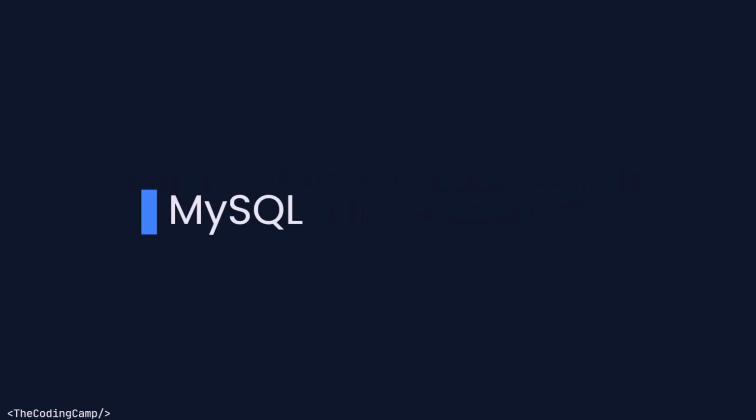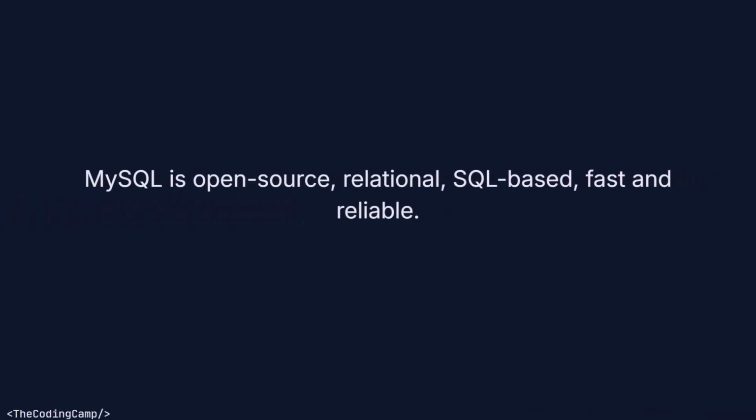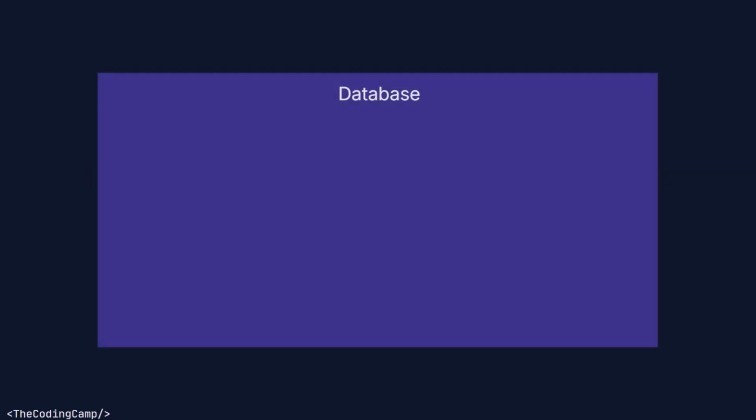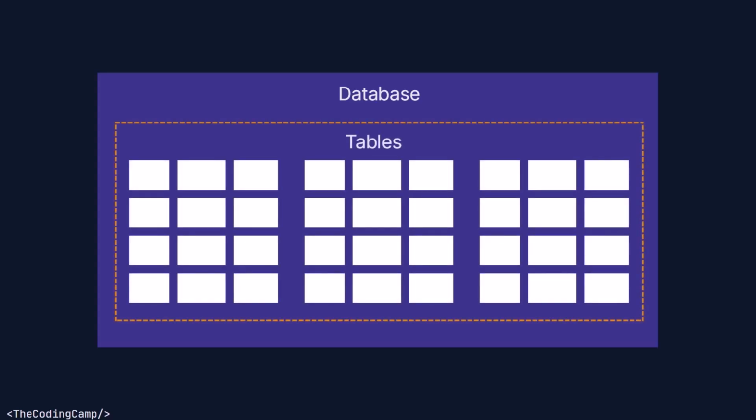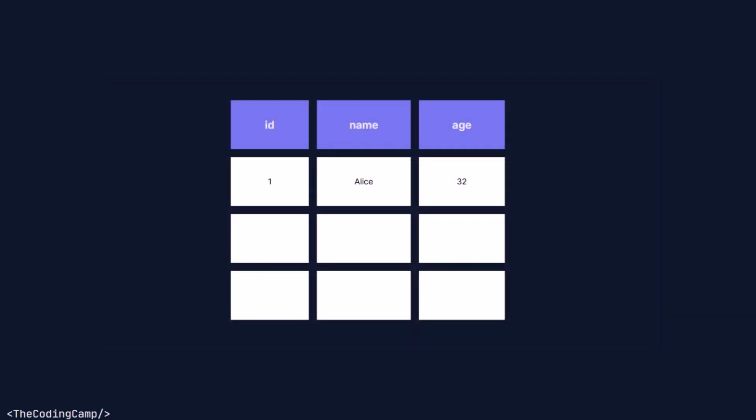One of the most widely used relational databases is MySQL. Popular companies and platforms have used MySQL extensively because it is simple, scalable, and battle-tested. MySQL is open source, relational, SQL-based, fast, and reliable. MySQL stores data in databases. Each database consists of tables, and each table consists of rows and columns. Each row is a record, and each column represents an attribute.